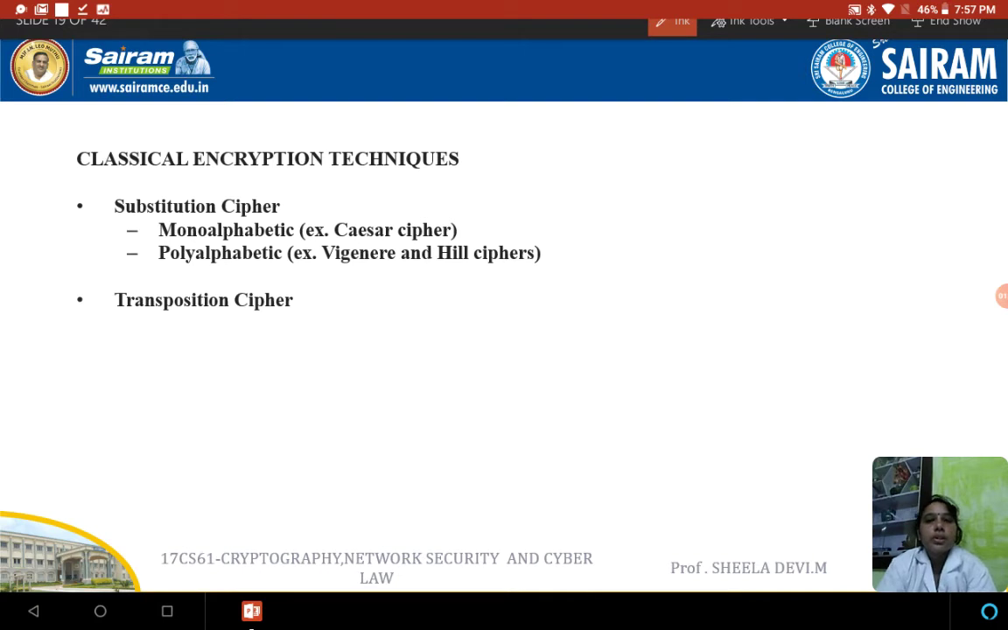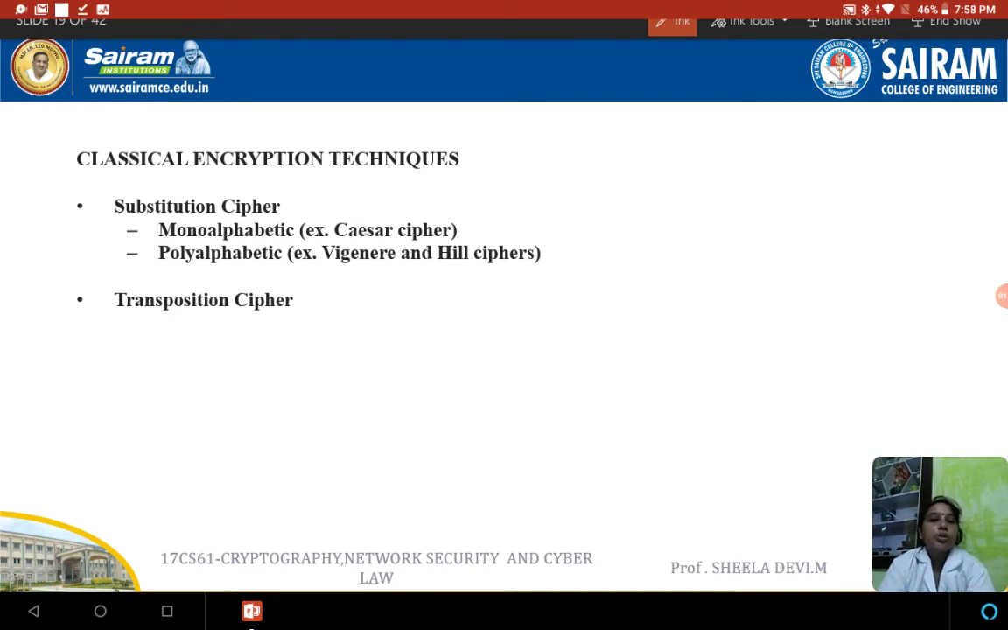The first one is substitution cipher. If you take some data, like this is the data which I am sending, and every single alphabet is replaced by some other alphabet, then I am doing some substitution, so it is called substitution technique. If a single alphabet is replaced by another single alphabet, then it is monoalphabetic substitution.